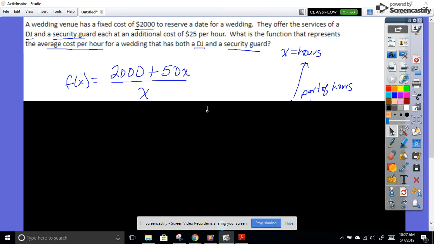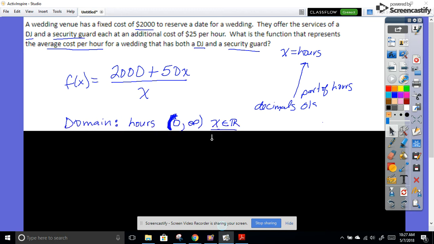All right, so there's the function. But writing the function is not necessarily all you have to do. You have to be able to write the function and do something with it. One of the things that they're going to ask you about is the domain.